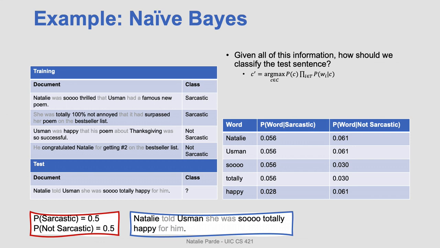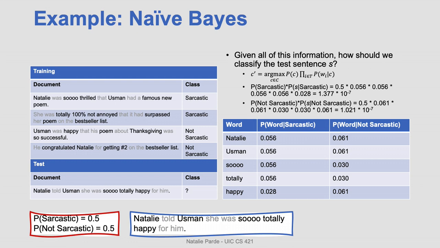So we have our likelihoods now, and we'll go ahead and put them in a nice little table to make things organized. And now we can go ahead and do our classification. We haven't been doing log probabilities, so we'll multiply our prior probabilities and the relevant likelihoods together for each class. So our probability for the sarcastic class will end up being 0.5 times 0.056 times 0.056 times 0.056 times 0.056 times 0.028 for a product of 1.377 times 10 to the negative 7th power.